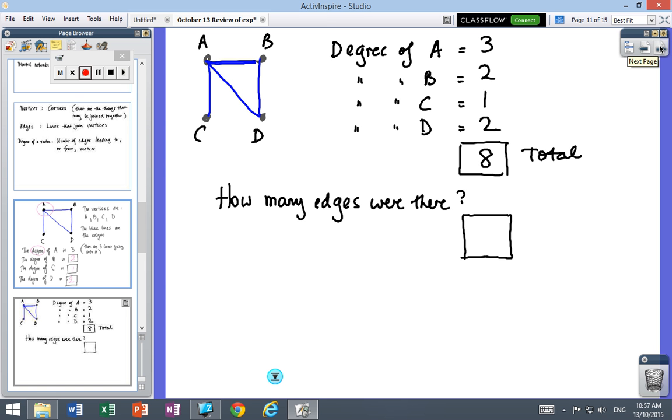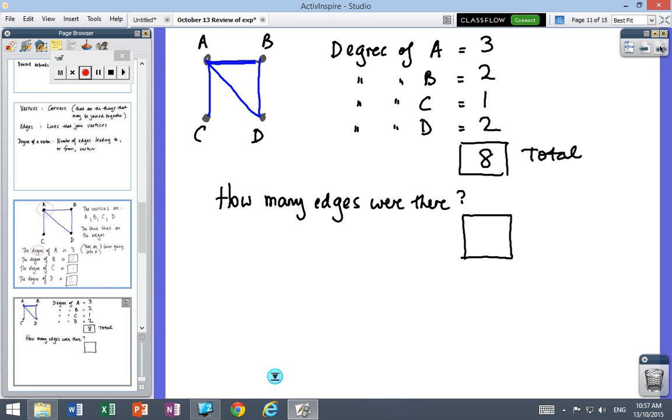So, this is the same diagram. All I've done is I've made it smaller. A, B, C, D. The degree of A is 3, 2, 1, 2. They're the answers that the girls gave us. Adds up to 8. 3 plus 2 plus 1 plus 2 is 8.